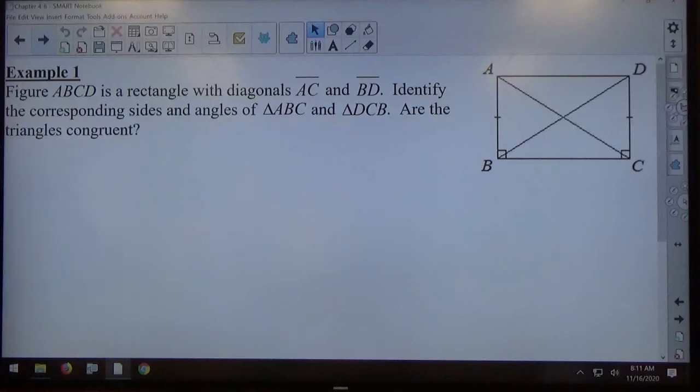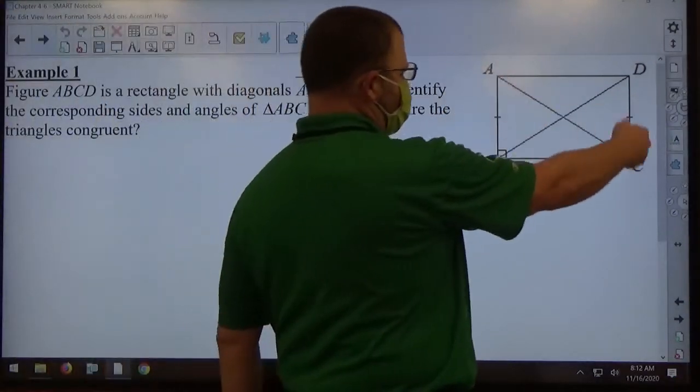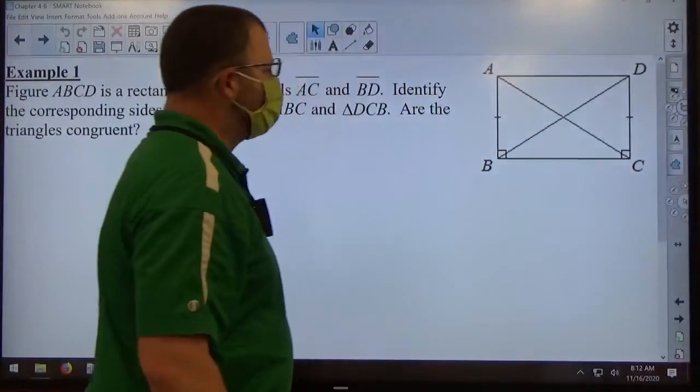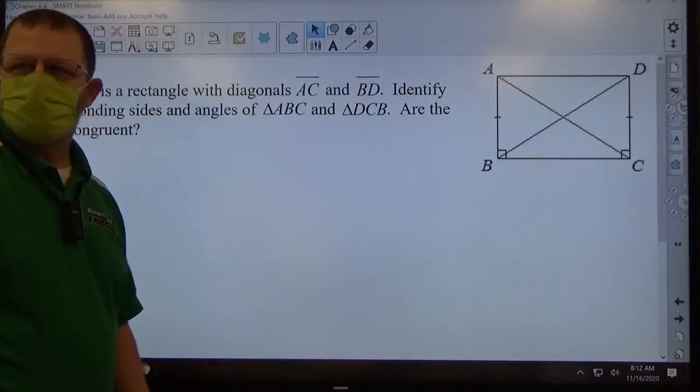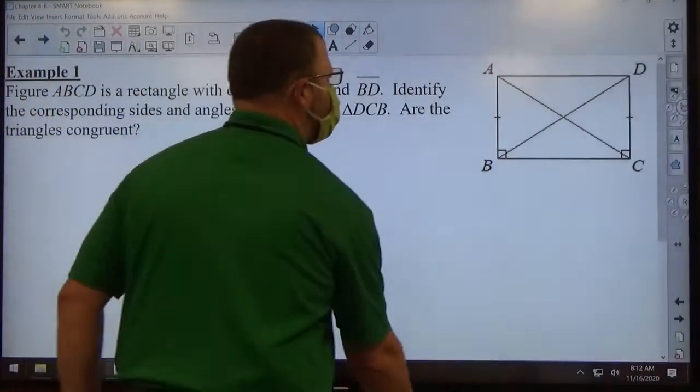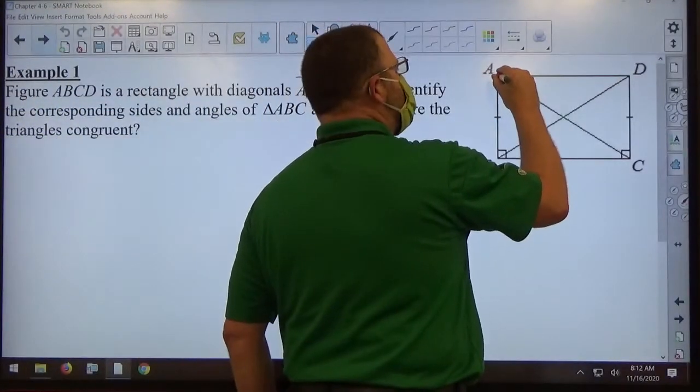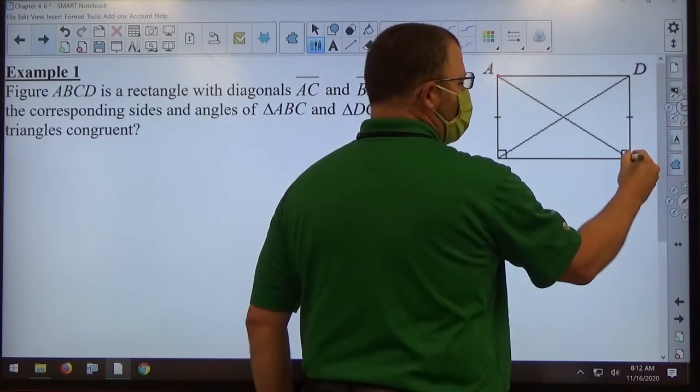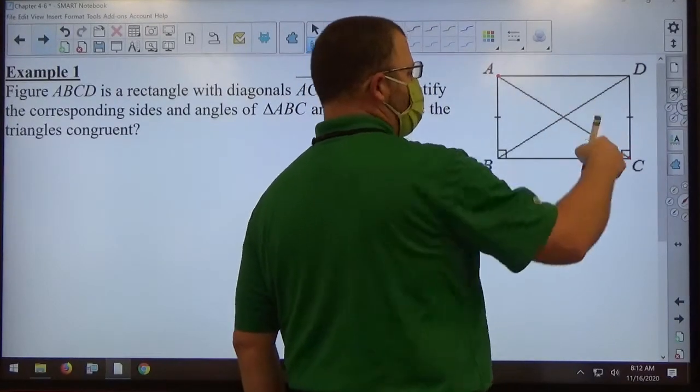Example 1 says figure ABCD is a rectangle with diagonals AC and BD. So, diagonal. That's maybe a new word for you. If you connect a vertex of a polygon to an opposite or opposing vertex across the polygon, that's called a diagonal.